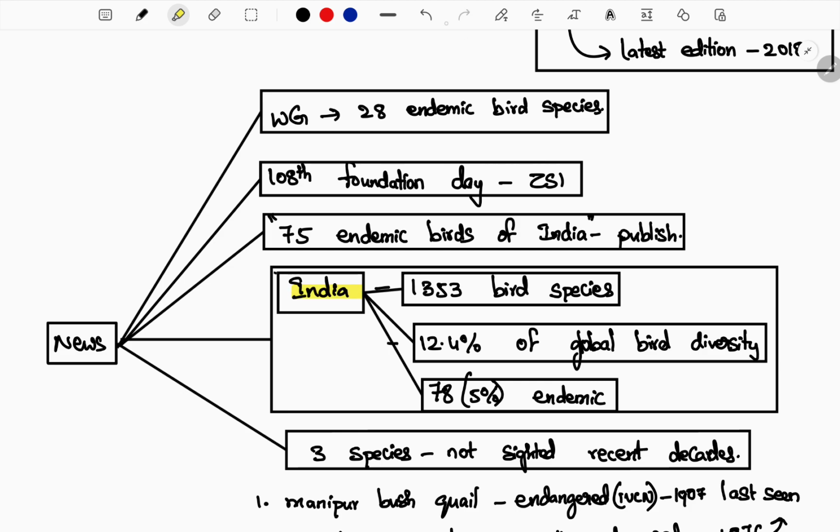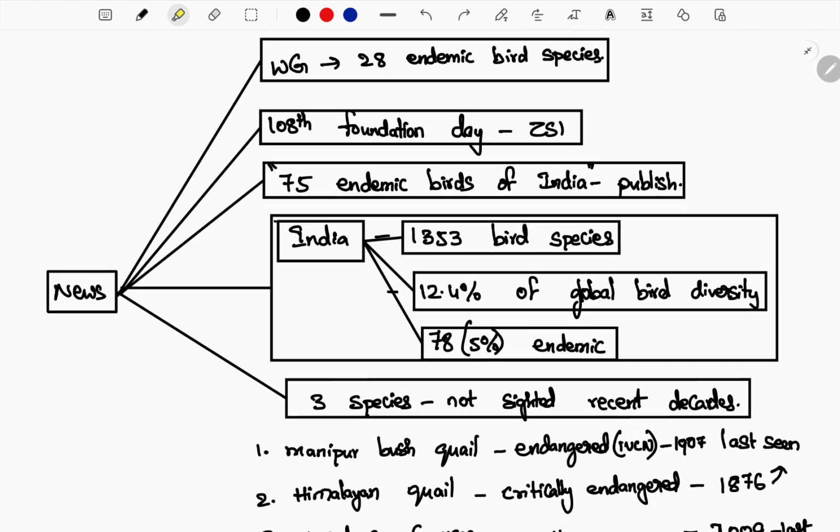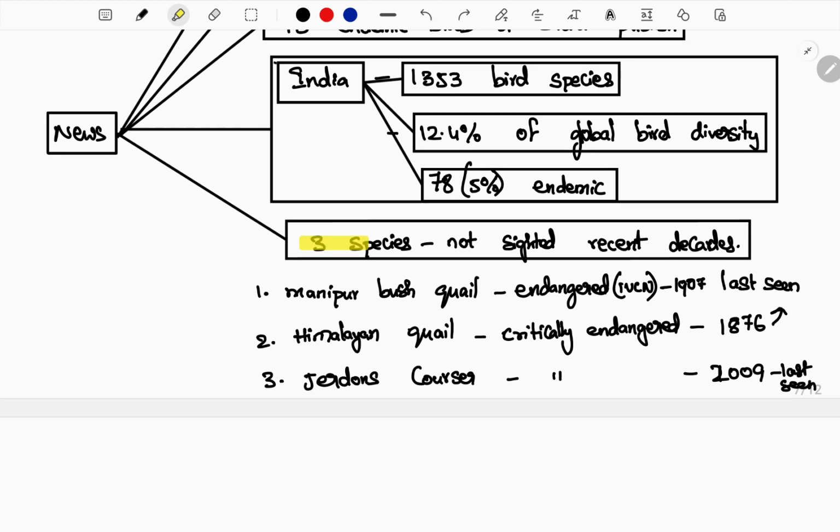So in India, there are 1353 bird species present, which contribute to the global bird diversity. We are contributing about 12.4% of the species. And among them 78, which means 5%, are endemic. Endemic means what? They are present only in India. But the book released covers only 75. Why? Because the 3 species have not been sighted in recent decades.